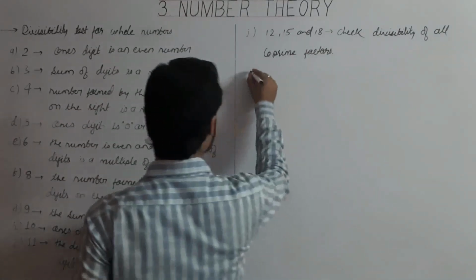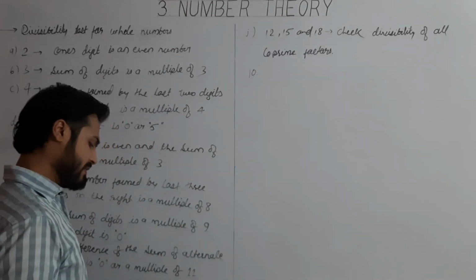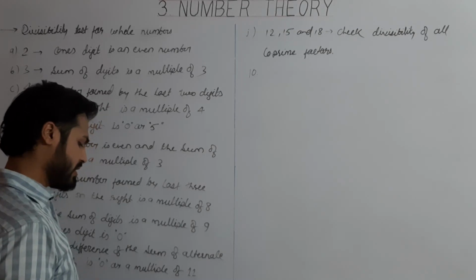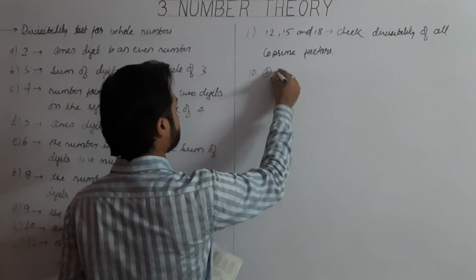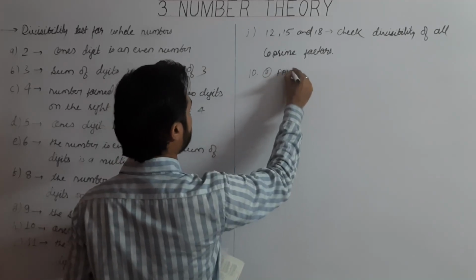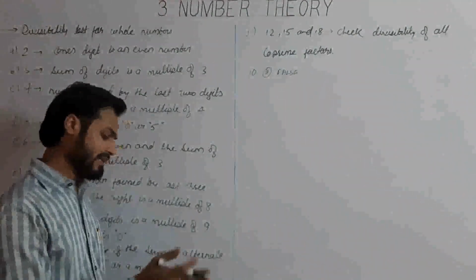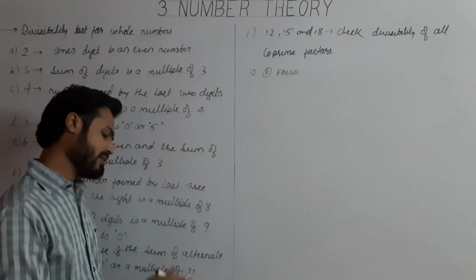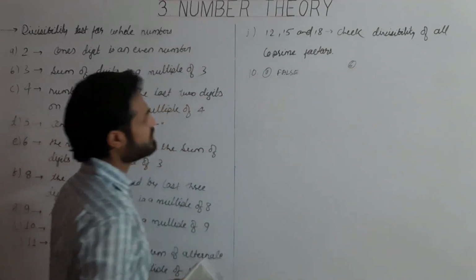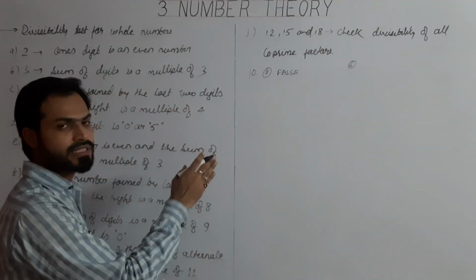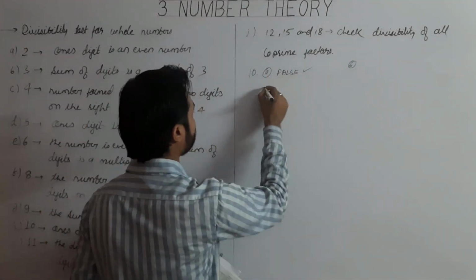Next question number 10. Write true or false first. A number which is divisible by 3 is also divisible by 9. So the answer is no, false, because it is not possible for all numbers. If that number is divisible by 3, then it may or may not be divisible by 9. Let's take 6. 6 is a number which is divisible by 3, but 6 is not divisible by 9. So the answer is false.